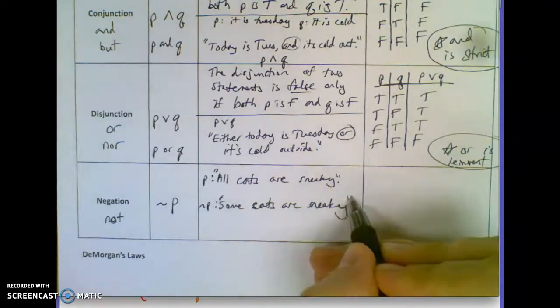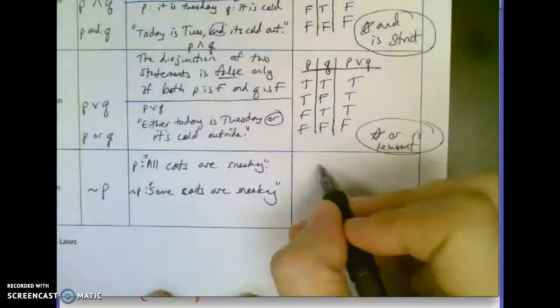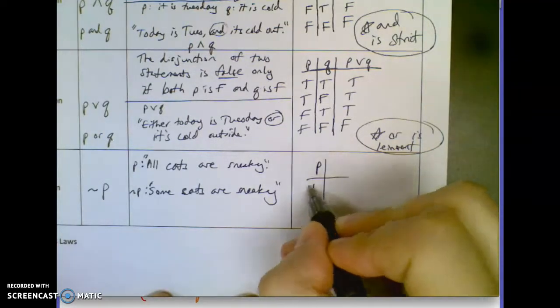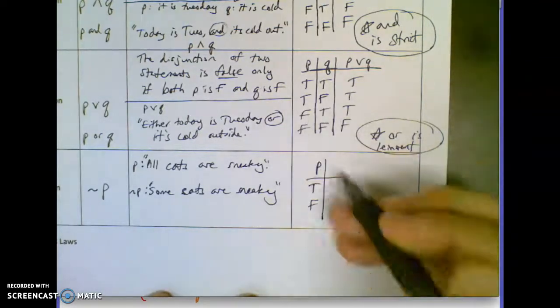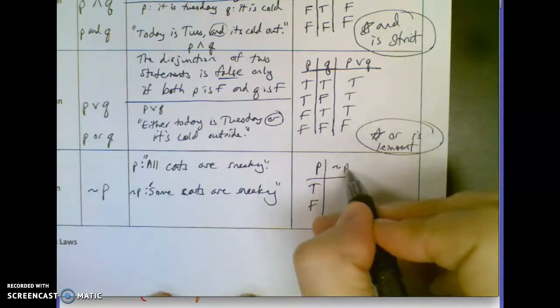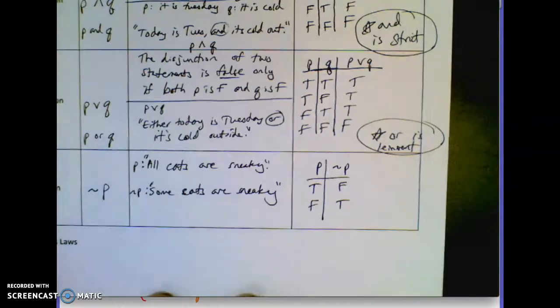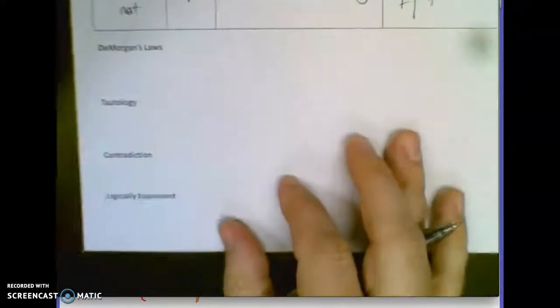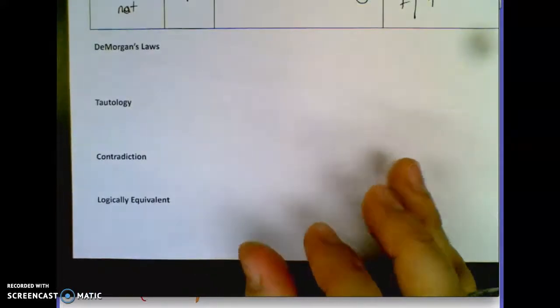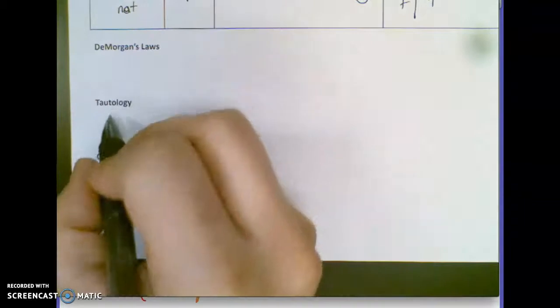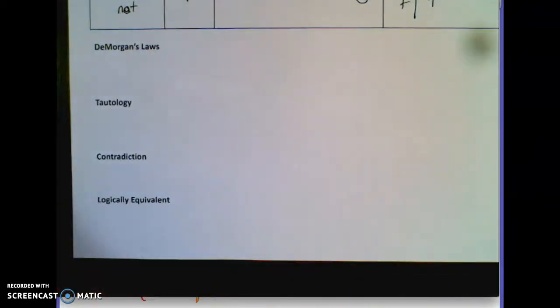So what does that look like on a truth table? It's a lot less interesting because if you only have one statement, it's either true or false. It's not as cool as these. The not version: not true is false and not false is true. That's not too crazy. All right, a couple weird terms to add to this. De Morgan's laws. Actually, let's do tautology next. We're going to jump around a little.